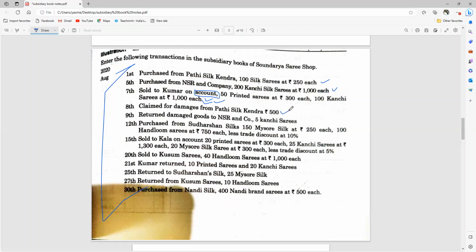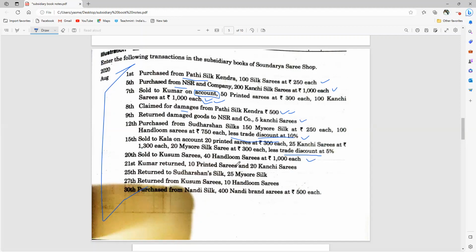Claimed for damages from Pati. Here we had purchased goods from Pati Silk, so we are claiming for damages from Pati means this is a purchase return. Next, the return of damaged goods to NSR means we had purchased from NSR Company and we are returning the damaged goods to NSR Company means purchase return. Again, purchase from Sudarshan Silks is a purchase of goods, and here we need to deduct the trade discount at 10%.